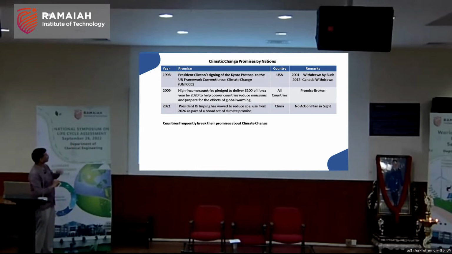The second is 2009, when they also pledged that by 2022 all lower income countries would be given $100 billion, but now it is 2022 and nothing has happened. Again that promise is also broken. Third, you can see that in 2021 they wanted to remove coal from China by 2026. But recently, if you observe this year, 2022, they have started 46 extra coal plants. So many news articles are there.